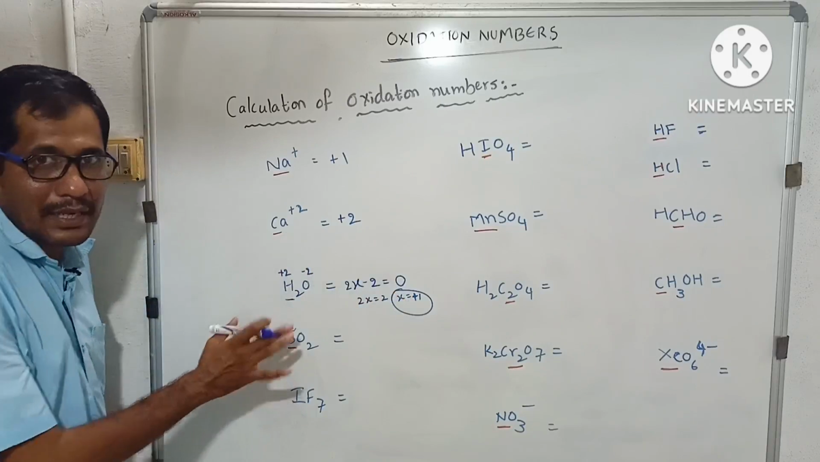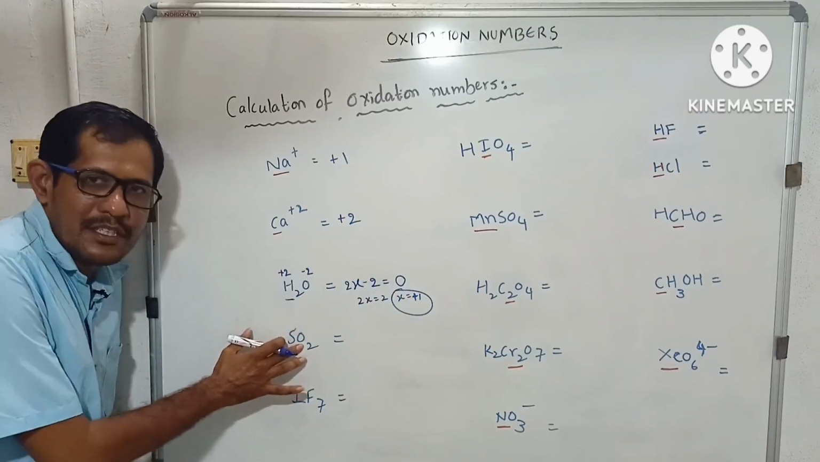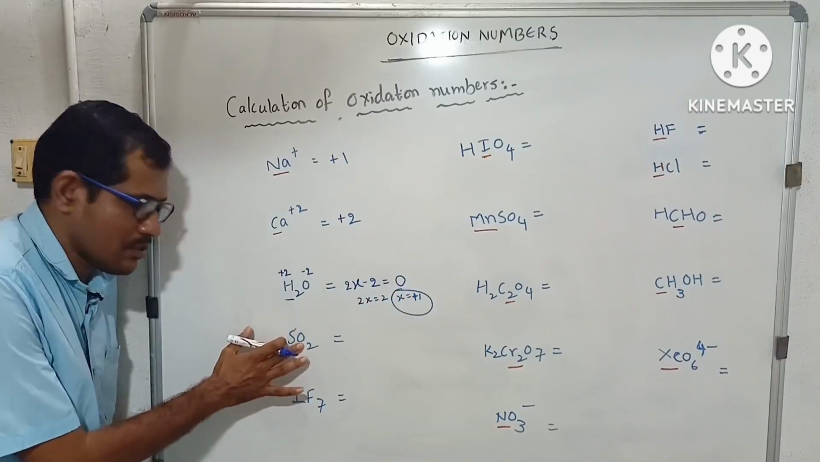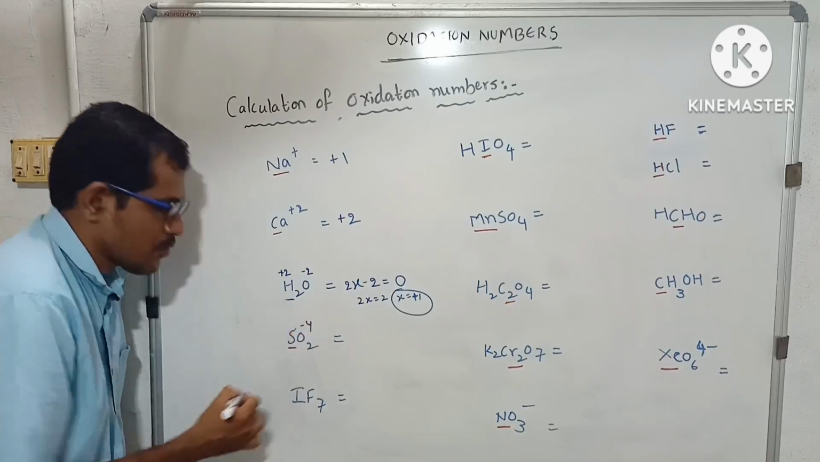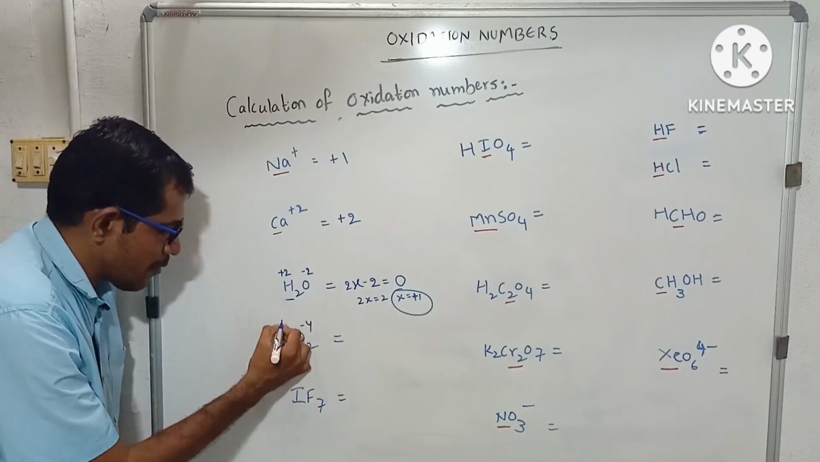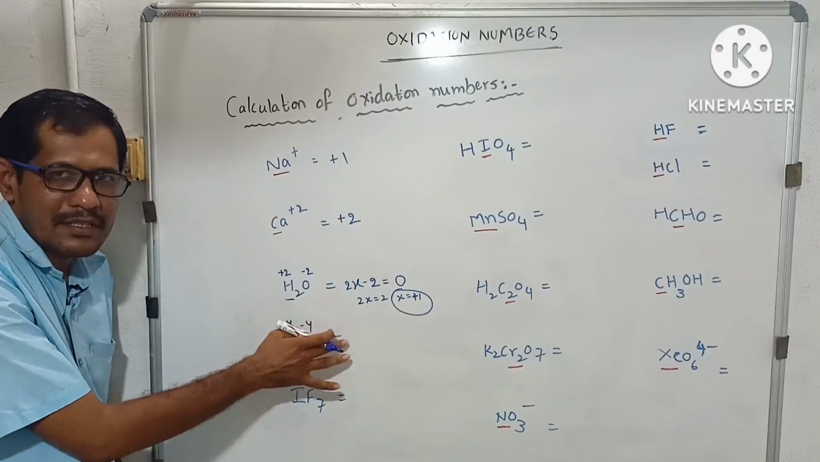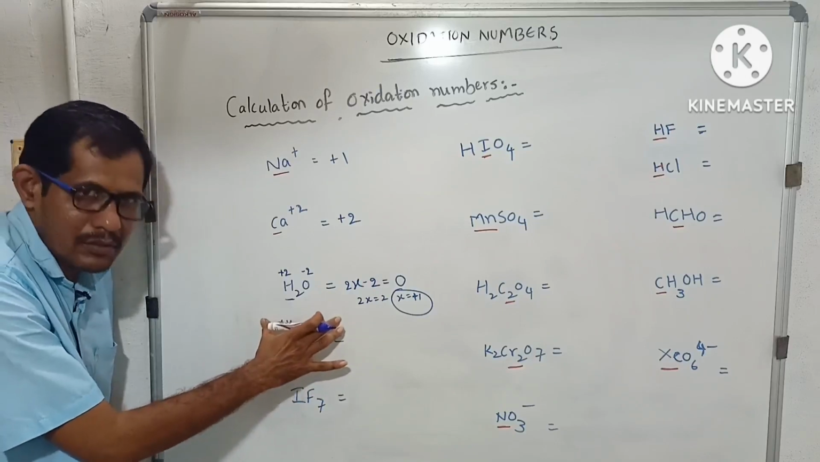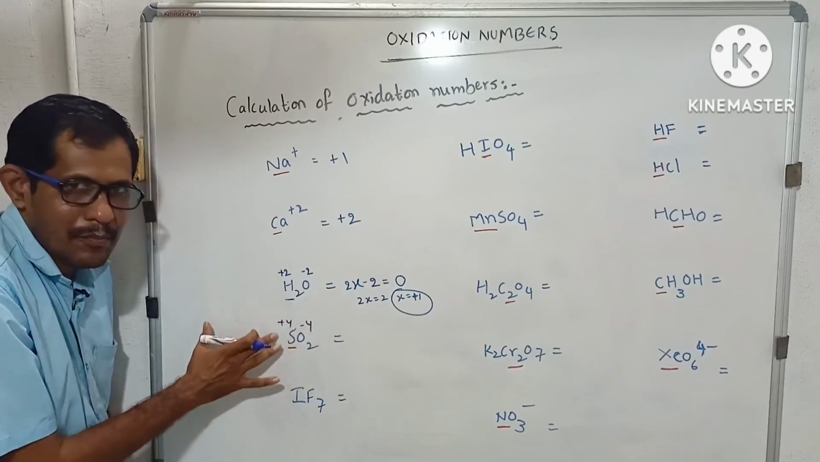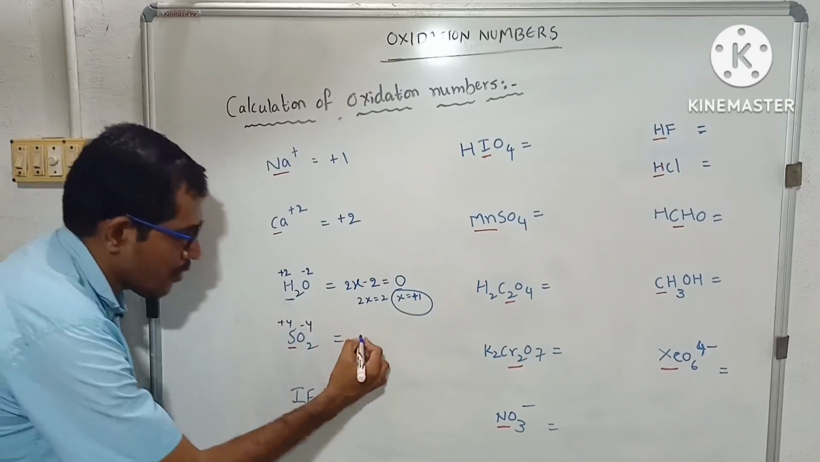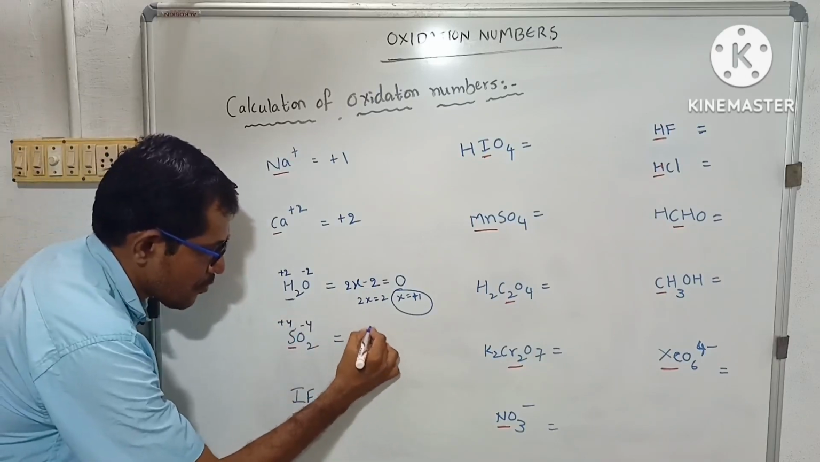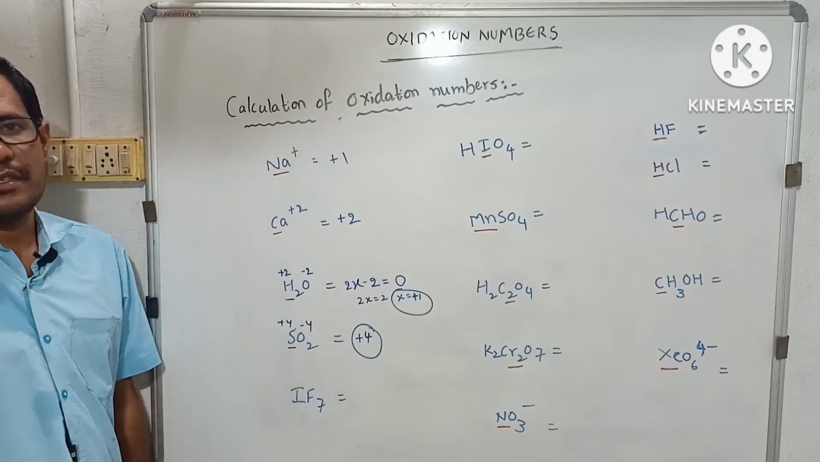Observe this, you can get a clear idea. Each oxygen is -2. There are 2 oxygens, so -4. So sulfur will get +4, because the total oxidation state is 0, as the molecule as a whole is neutral. So the oxidation state of sulfur is +4.